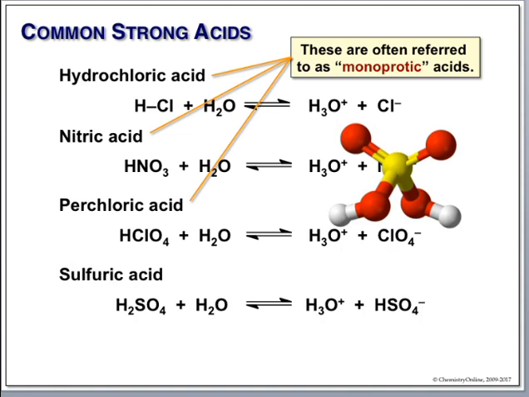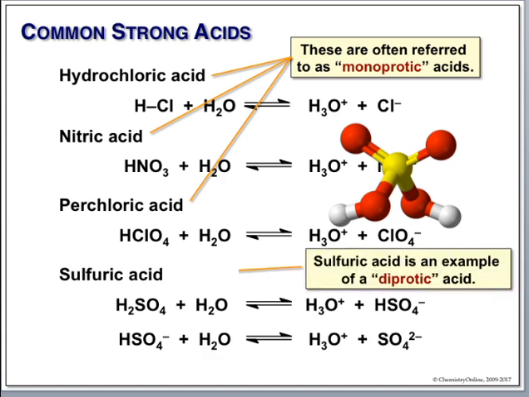First one comes off, we get hydrogen sulfate. This still has a polar covalent bond. It loses another hydrogen to make sulfate and 2 moles of hydronium. 2 moles of hydronium, we call this diprotic. 2 protons. Any questions?